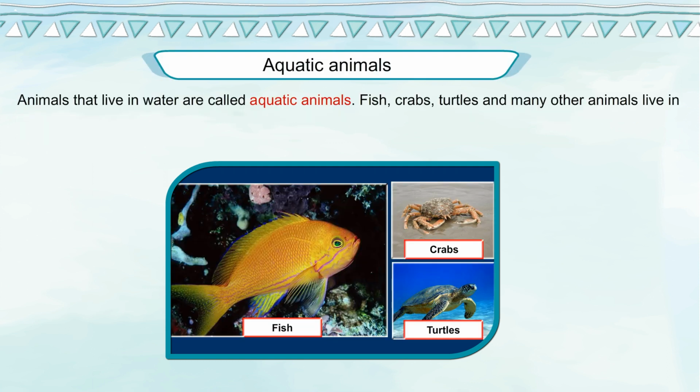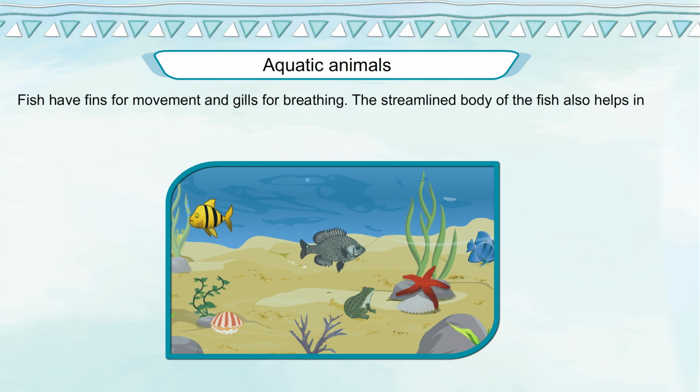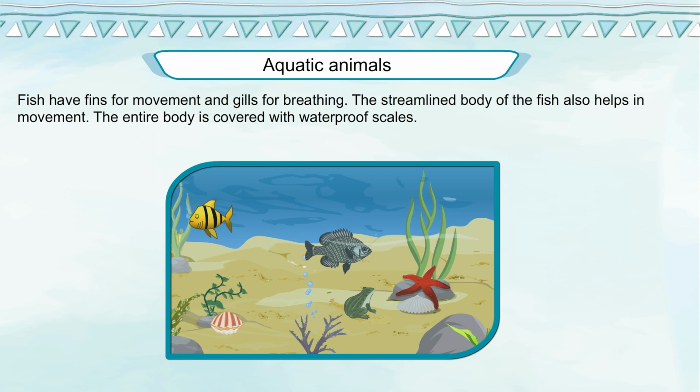Aquatic animals. Animals that live in water are called aquatic animals. Fish, crabs, turtles and many other animals live in water. Fish have fins for movement and gills for breathing. The streamlined body of the fish also helps in movement.